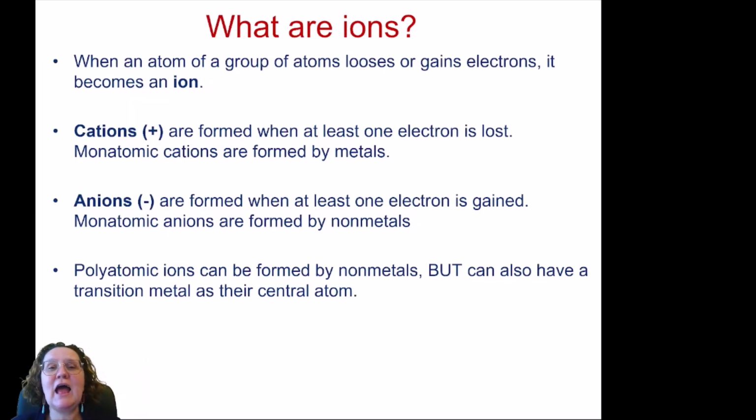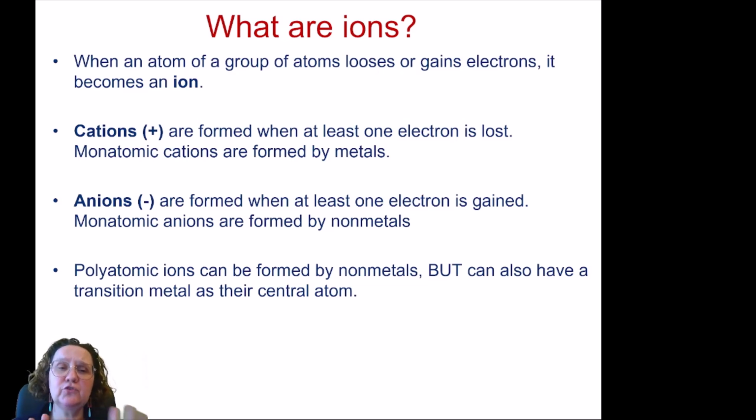Let's spend a little bit of time thinking about ions and ionic bonding. As I mentioned, ionic bonding is what you have when one atom loses 1, 2, or 3 electrons and another atom gains 1 or 2 electrons. When an atom loses or gains electrons, we say that it has become ionized. It has become an ion.